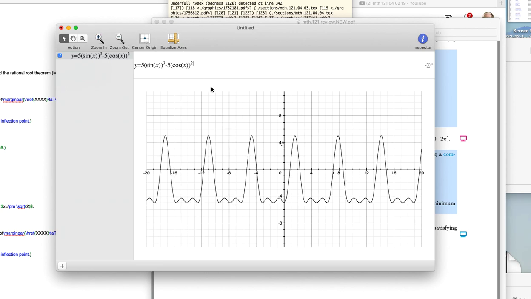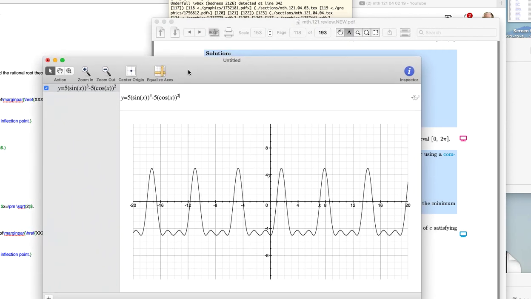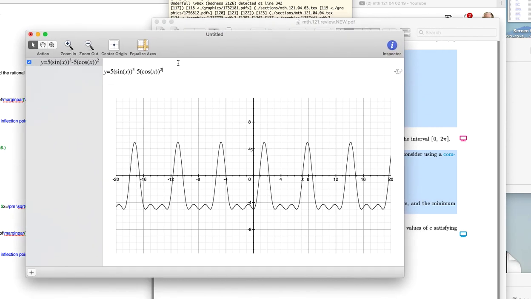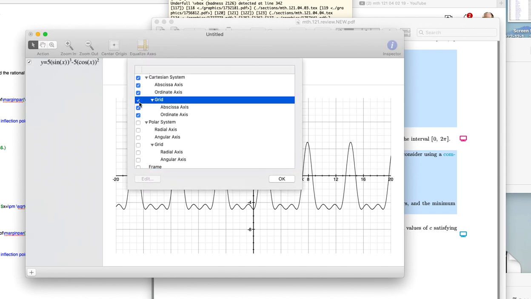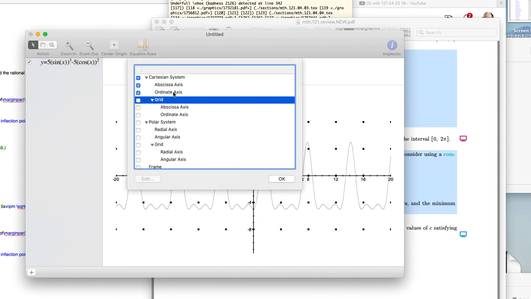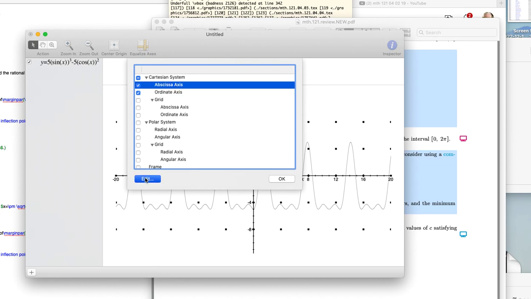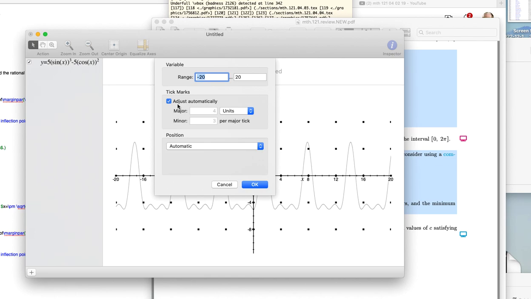And what I want to do is go between 0 and 2 pi. So let me go to my axes, and let me get rid of the grid. Let me, the abscissa, I'm going to go between 0 and 2 pi.